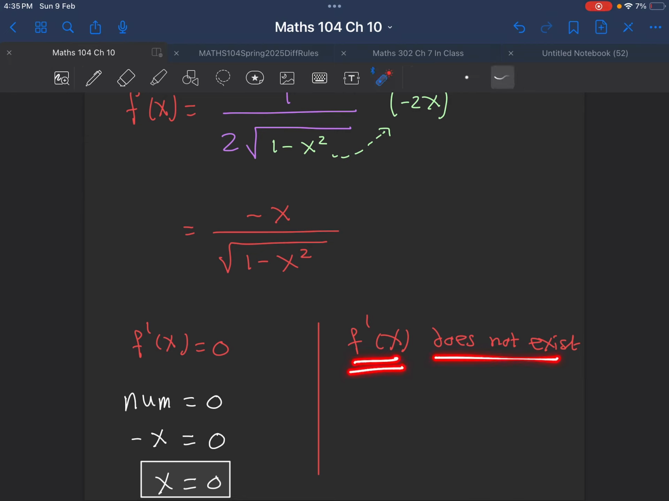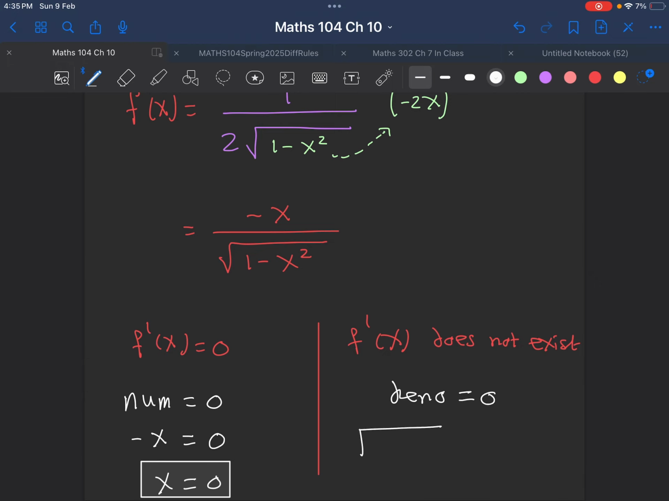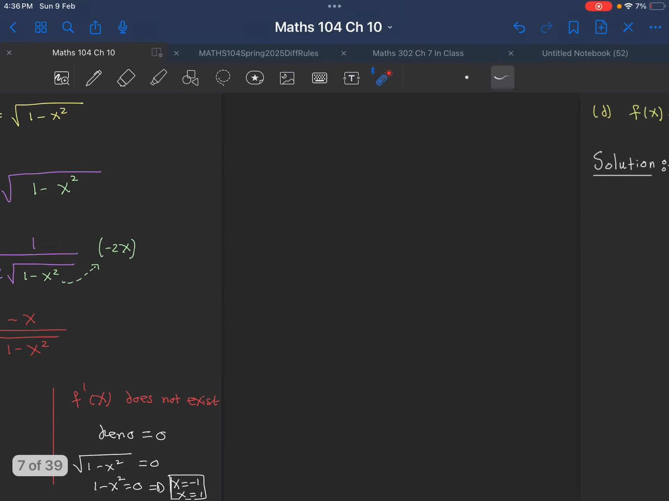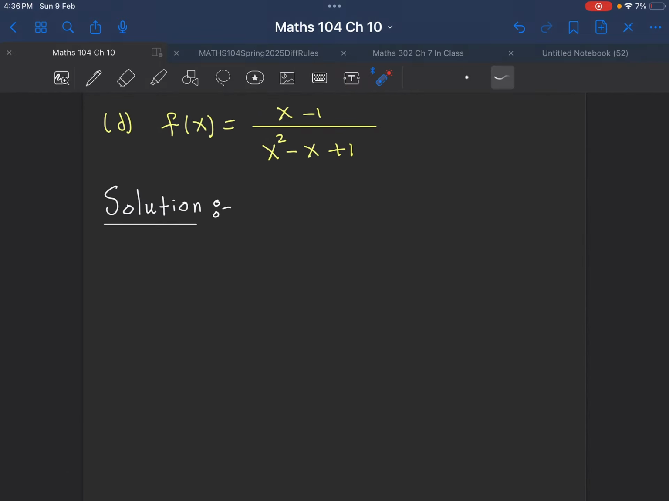Now, when are we going to have the derivative does not exist? If the denominator equals 0, which will be this one. Now, if we solve this one, we can square both sides, and then x will be -1 and x will be equal to 1. So we have 3 critical numbers, and here they are. So remember in this question, because I have a numerator and denominator, to find the critical numbers, each one of them must be equal to 0. Let's go to the next question.